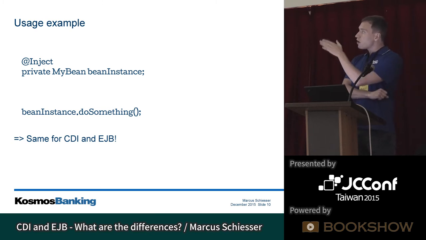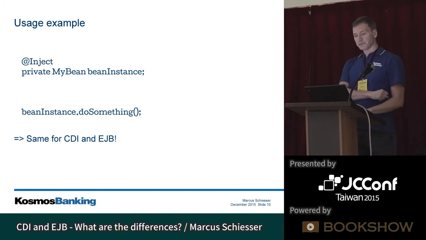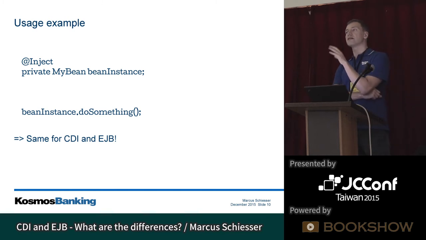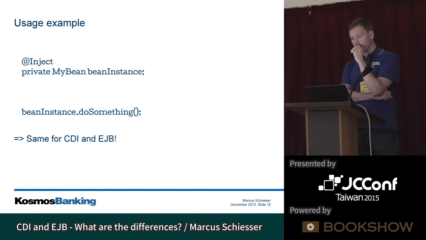And later on in the code, we could just call a method on that instance. So this is injecting with an instance variable. There's also constructor or method injection, but this is just to get an idea of how that is done. And what we will see is that it is basically the same for CDI and EJB. So no difference yet.